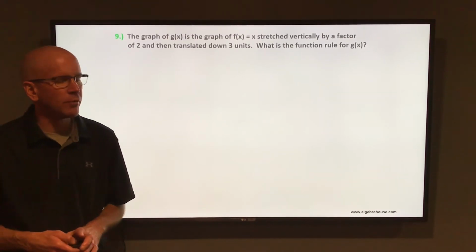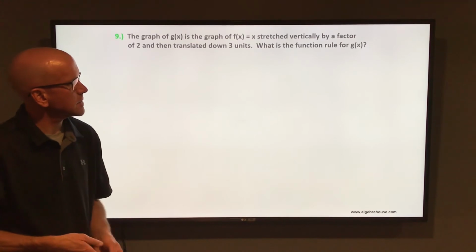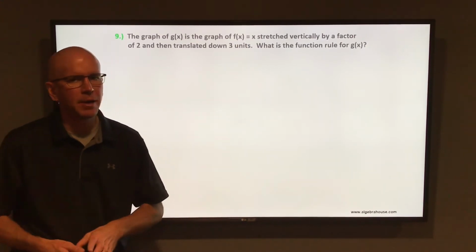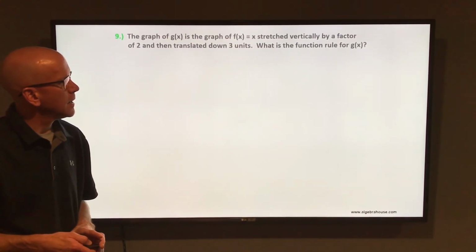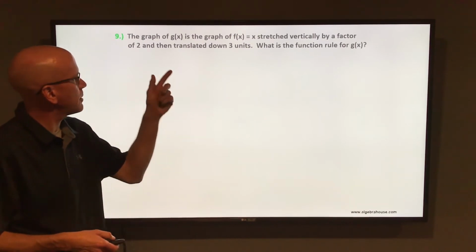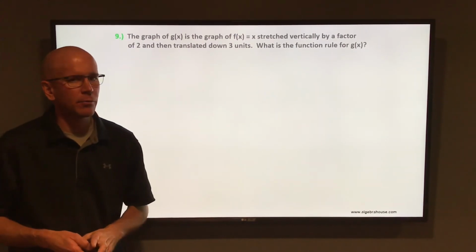What is the function rule for g of x? So we're going to take this f of x equals x, which happens to be the parent linear function, and we're going to do two things to it. We're going to stretch by a factor of 2 and then translate down 3 units.